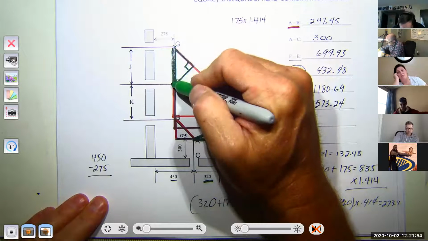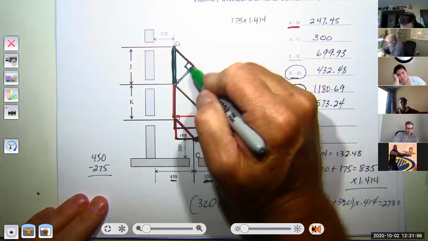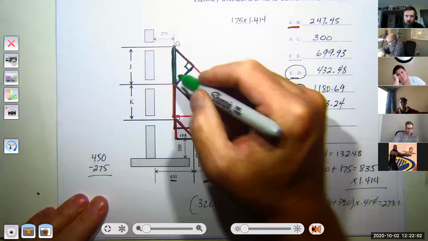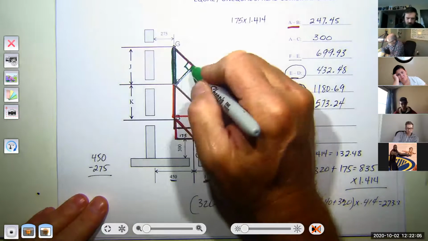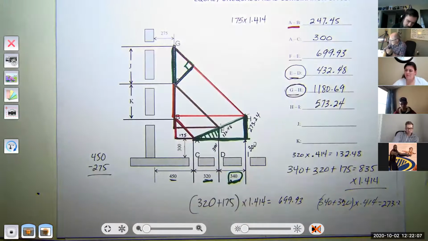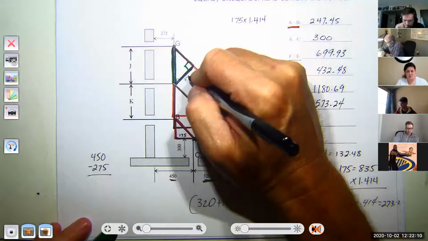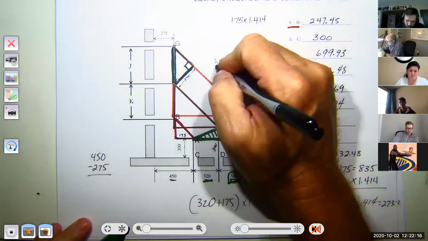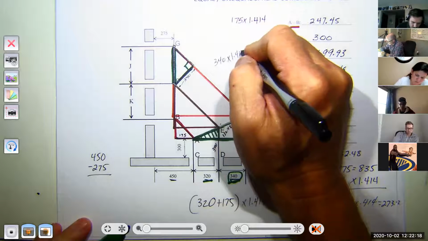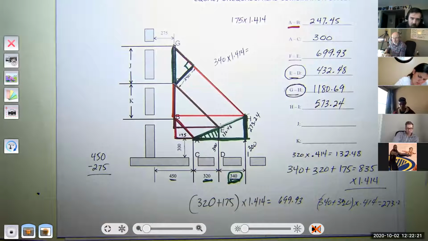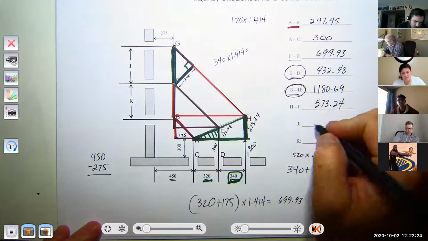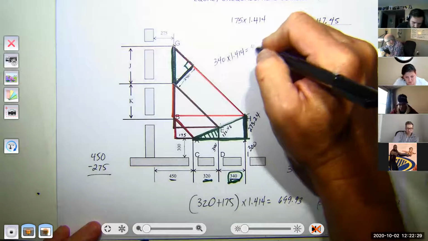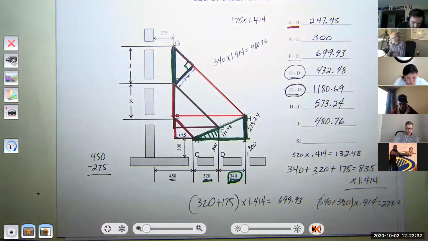J measurement is the travel. This line right here, this run, is 340. This run right here is 340. So to solve for J, this is 340. From here, 340 times 1.414 is J. And J is equal to 480.76.